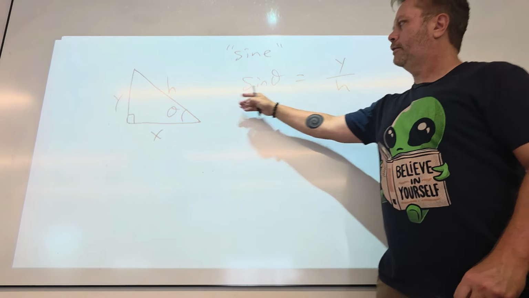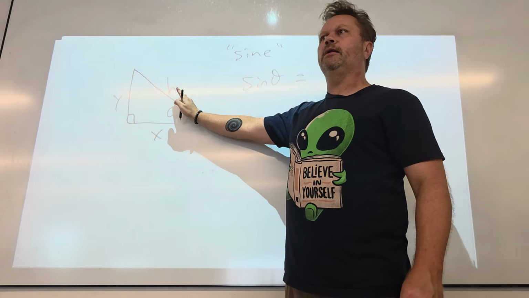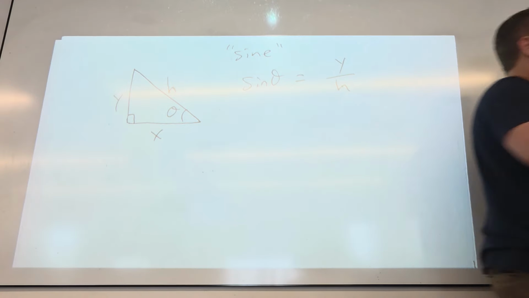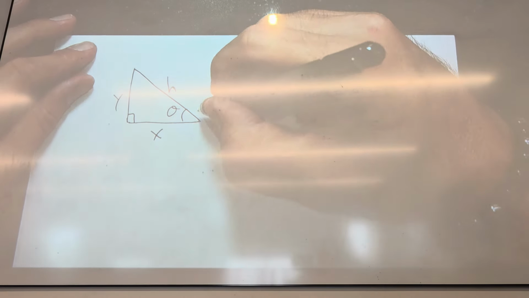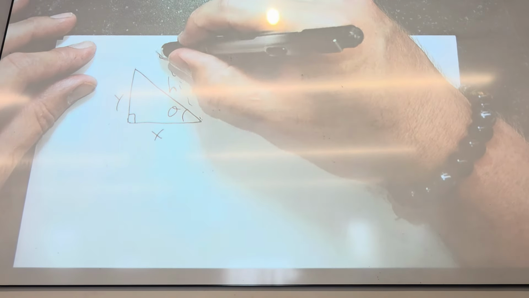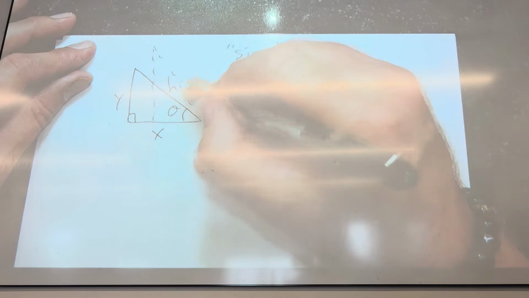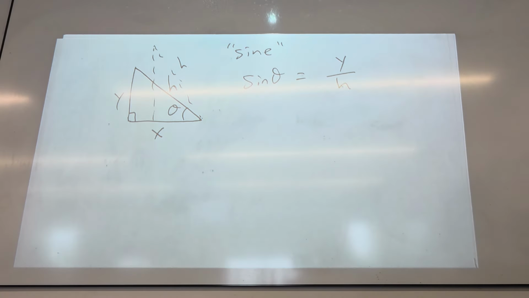So for a given angle, if I made this angle bigger, what's the immediate thing that would happen that sine cares about? I need you to see this. If I made this angle bigger, like this, and I kept h the same, what changes that sine cares about? What got bigger? Y got bigger, of course.